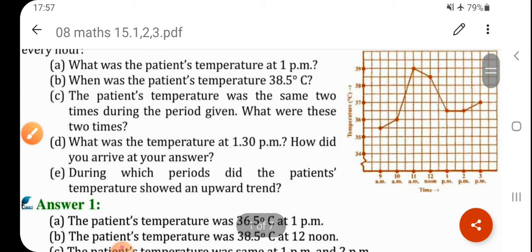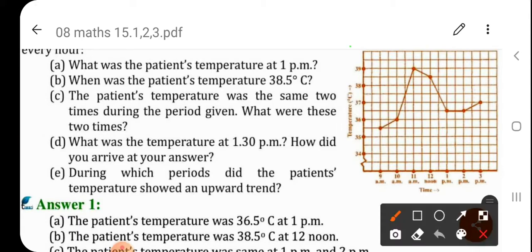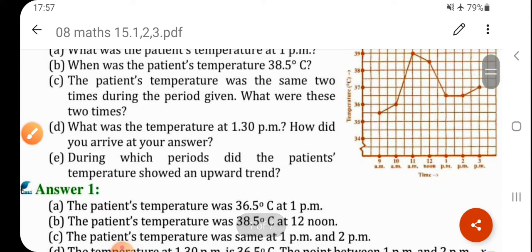Okay. Second one, when was the patient's temperature 38.5? So temperature is given, so move to the y-axis. Where is 38.5? Here in the middle. So this temperature shows up to here. Here is the point. So what was the time at that moment? It's 12 noon. Here is the answer.